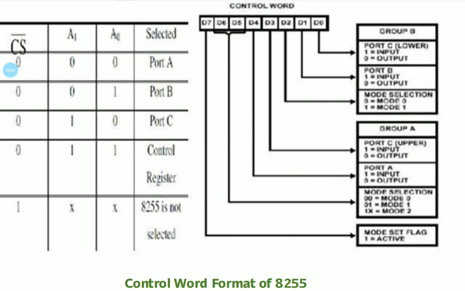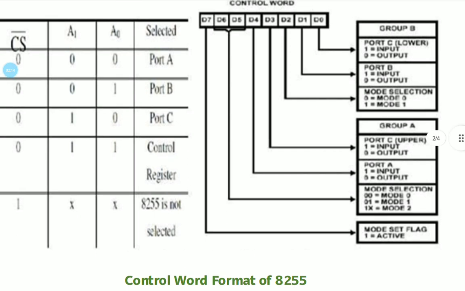Similarly, D3 is used for port C upper. Port C upper can act as an input or output. If D3 is 1, port C upper will act as an input. If D3 is 0, port C upper will act as an output. And D4 is used for port A. 1 means act as an input, 0 means act as an output.